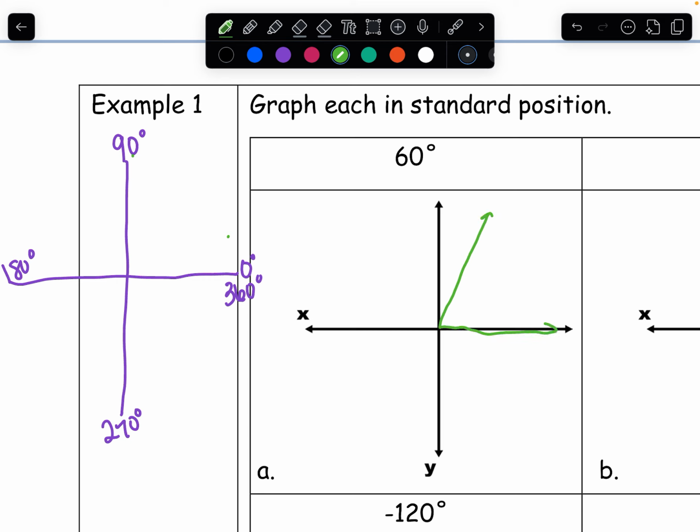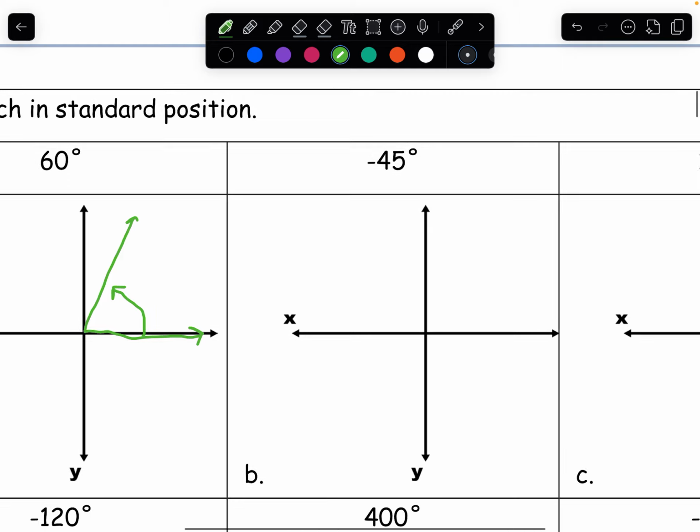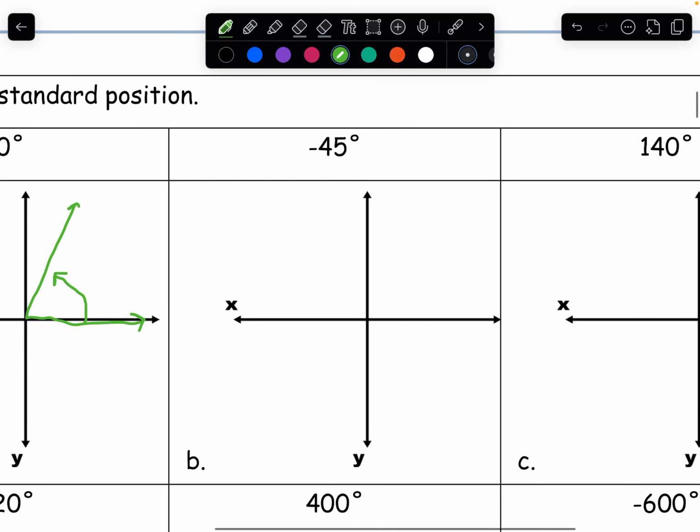So we're going to start with our initial side. We're going to go counterclockwise because it's positive, and that's our angle. Okay, so now we have negative 45 degrees. We start with our initial side. Negative 45 is going to go clockwise. That's halfway between 0 and 90, and so that creates our negative 45 degree angle.